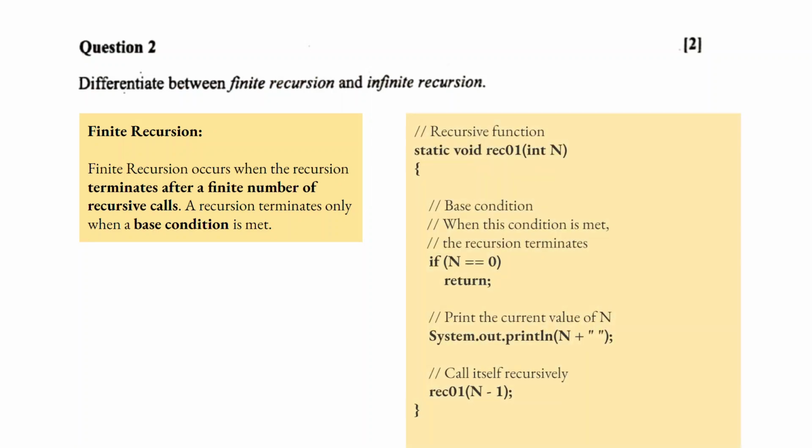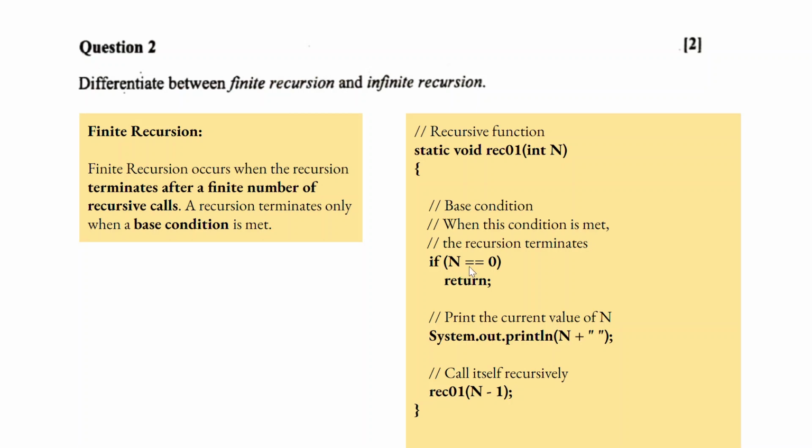Just look at this method. You'll find the name of the method is rec01, which takes one integer parameter. Then if the value of n is equal to 0, it will simply return, nothing will happen. That means this becomes the base condition. Otherwise, print the value of n with a space and again call itself with the new value of n, that is n minus 1. So this is the recursive call, and you'll see each time it will reduce the value of n by 1, and one time the value of n will be 0.